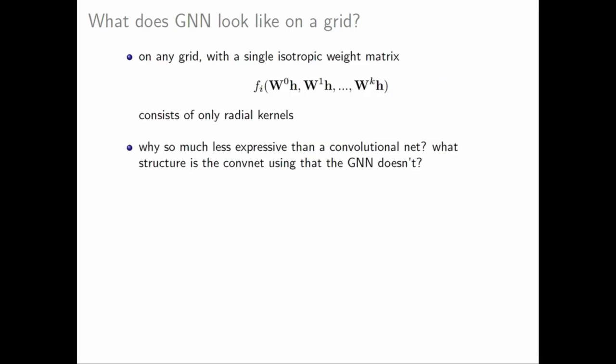So if you have a single isotropic weight matrix, then a graph NN gives you radial kernels, and that's it. And if you think about it, that's a pretty huge change. A ConvNet can have edge detectors, and a ConvNet can have all sorts of things that really detect orientation. So why is it that this GNN construction, which looks kind of similar in a lot of ways, why is it so much less expressive?